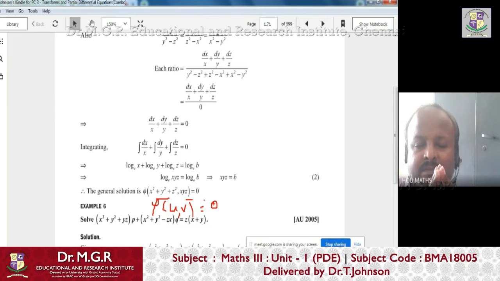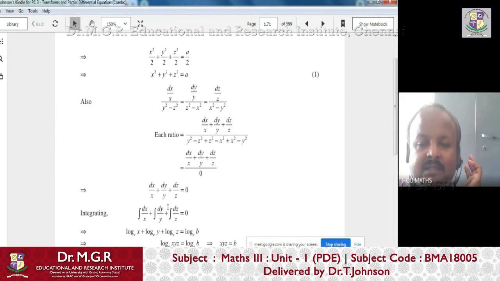Very simple procedure. Sometimes you have to do the cross multiplication, taking x dx on one side and y dy on the other side, and you can solve. And for certain types of problems like this, you have to use the method of multipliers, multiplying some terms in the numerator and denominator and adding accordingly to make the denominator 0, then you will get a nice result. So similarly there are different methods, right?